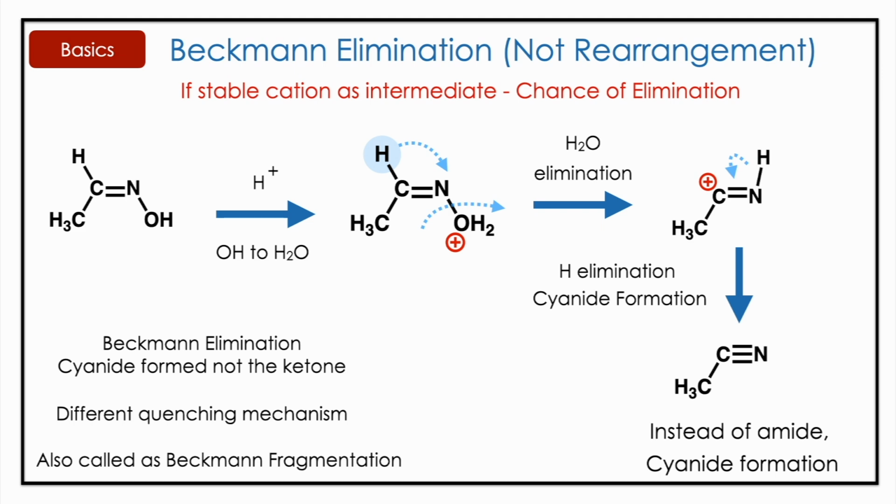Then the next one, Beckmann elimination. It's a kind of different direction. If there is a stable intermediate formation, then there will be a different mechanism, different pathway. Here I gave a simple example for quick understanding.